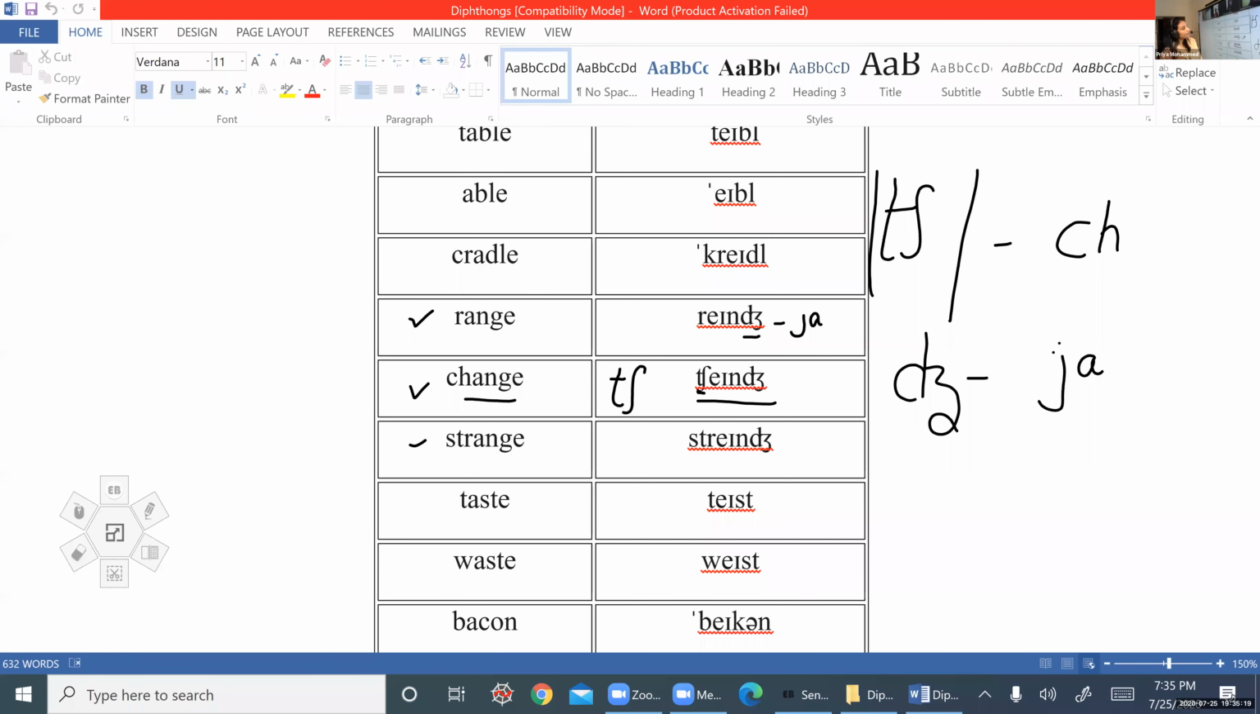Aditya. Yes, ma'am. I hope you know the question. Please identify the sound which I've written on the board now. Ch. Ch sound. Okay. So how will you read that word? Change. Okay. Good. Nirupama, I'm coming to you. Can you read this word which is underlined now? Strange. Perfect.